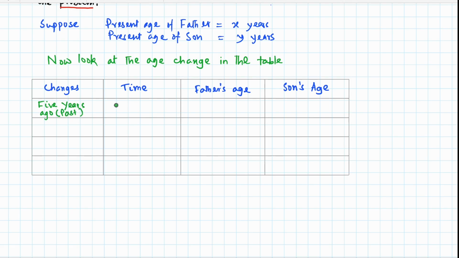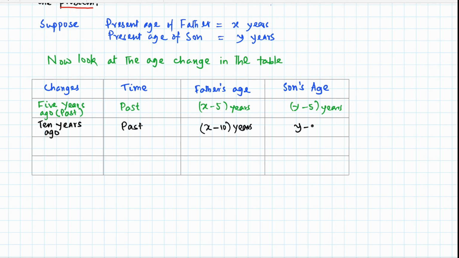5 years ago, that will be past, always past. So that becomes x minus 5 years, and son's age becomes y minus 5 years. Now 10 years ago, which is again past, that means we have to subtract: x minus 10 years, y minus 10 years. Sorry, I had written 5, it will be 10 years.